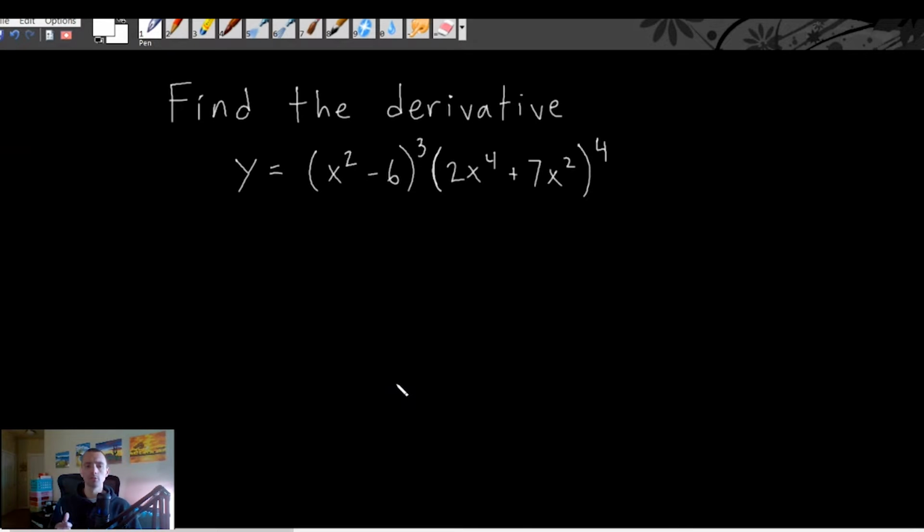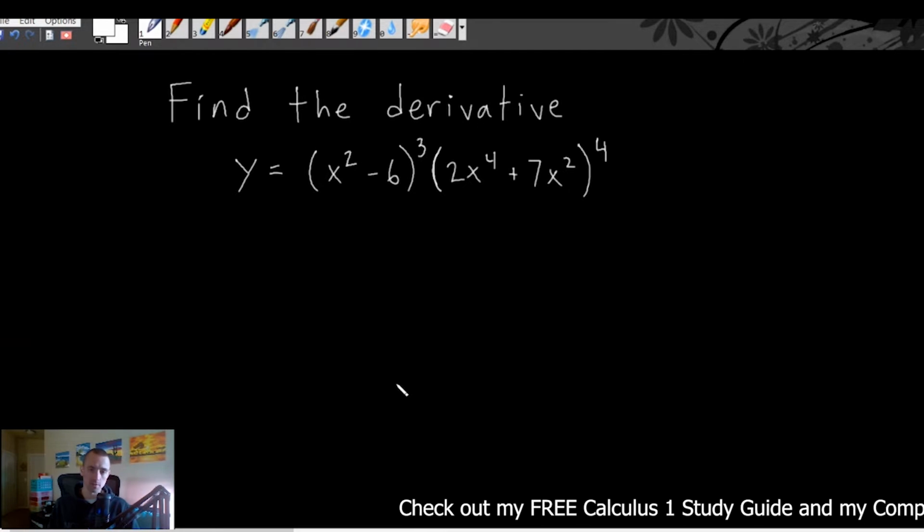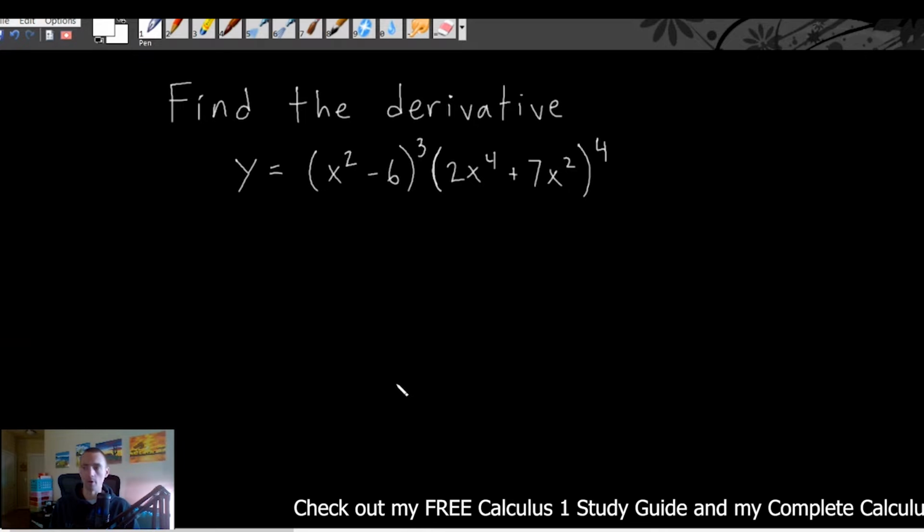We're going to use product rule and chain rule in order to find the derivative of this function, y equals (x squared minus 6), all in parentheses, cubed, and then times (2x to the fourth plus 7x squared), all in parentheses, and then all that raised up to the fourth power.